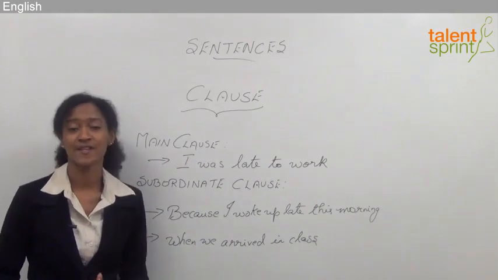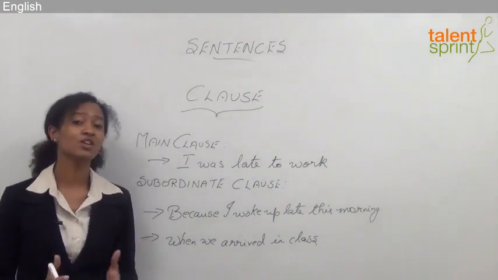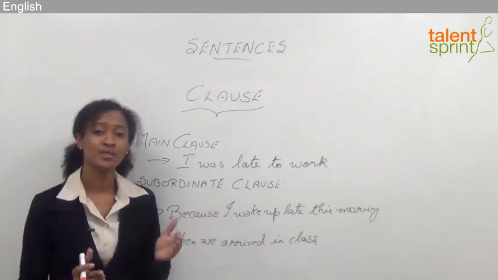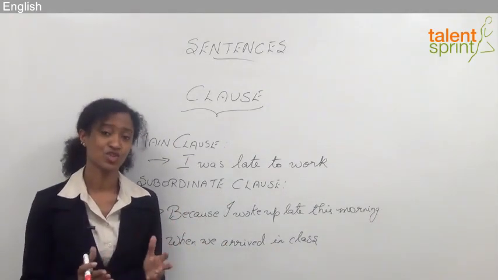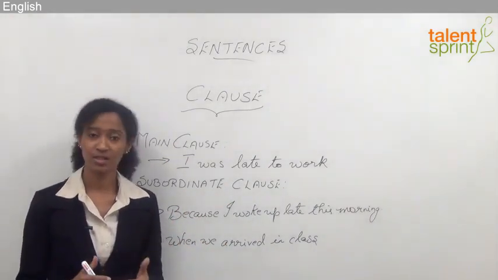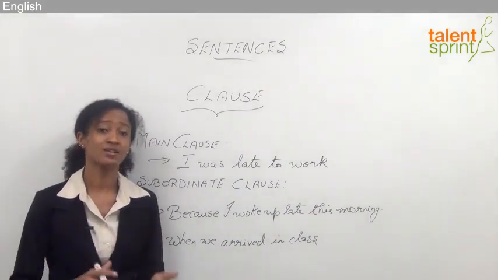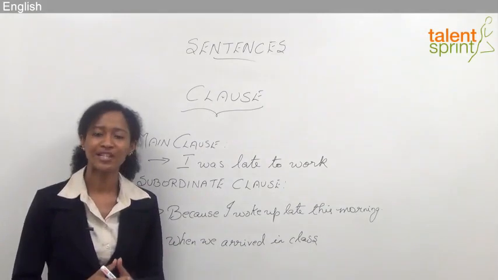Clauses are another segment of a sentence. Now, what is a clause? A clause is either dependent or independent. These are the two kinds of clauses. But what is a clause? A clause is a group of words which has a subject and a verb, whether it's complete or not.